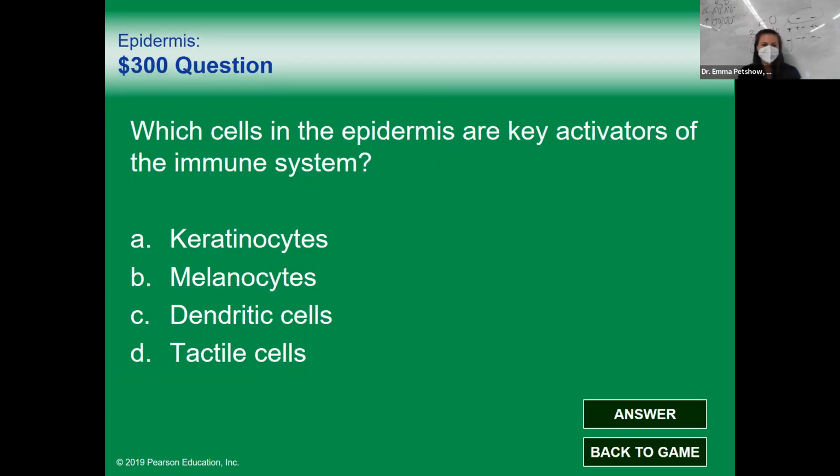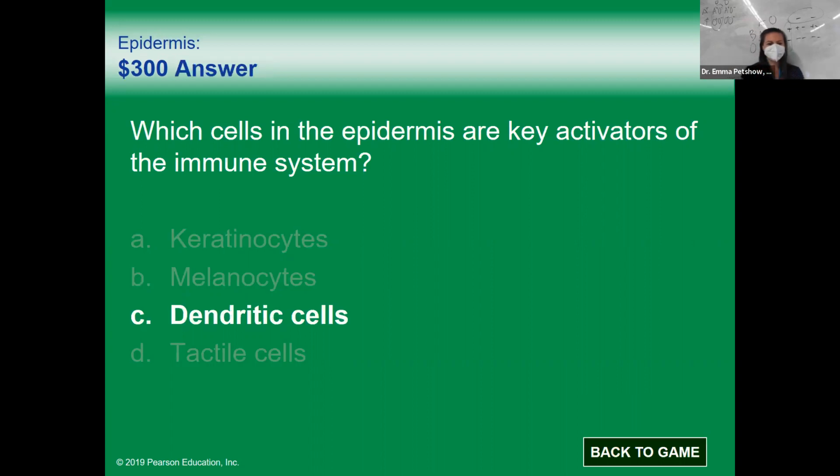Epi 3. Which cells in the epidermis are key activators of the immune system? Keratinocytes, melanocytes, dendritic cells. Dendritic cells are Langerhans cells, though, right? And the tactile cells are Merkel cells. Dendritic cells are your answer. Keratinocytes are producing keratin. Melanocytes producing melanin. Tactile cells are your Merkel cells, your touch cells. And so dendritic cells are your epidermal Langerhans cells.